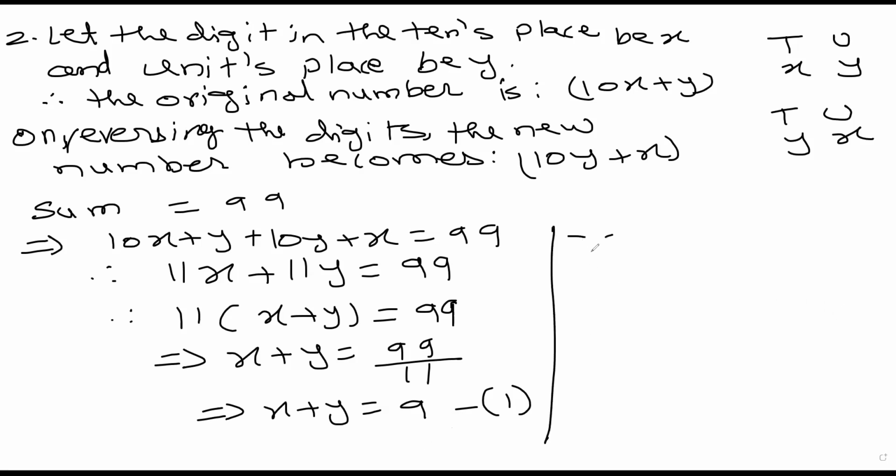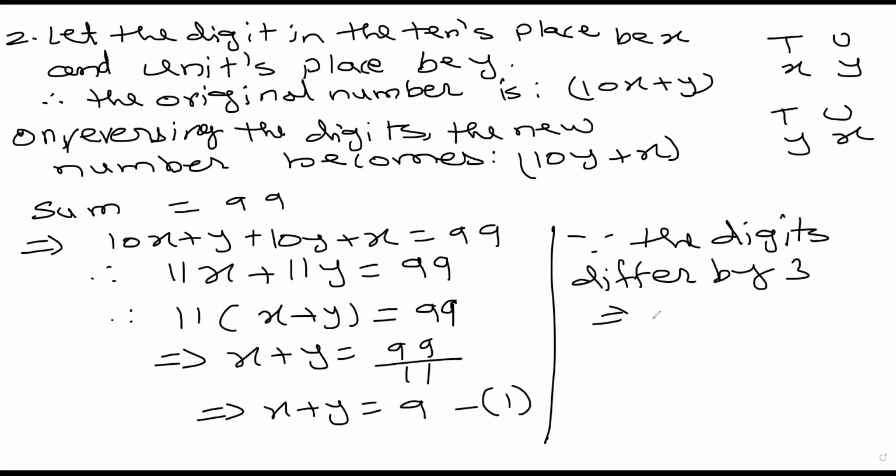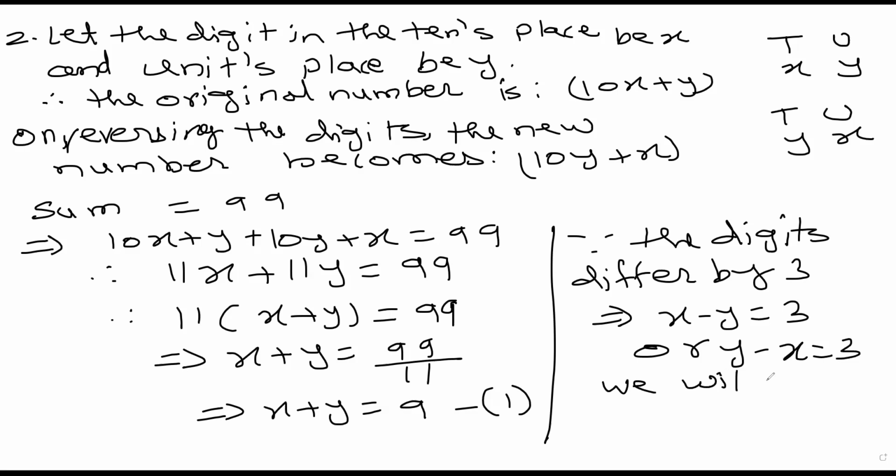Okay. Write down, since the digits differ means minus, subtraction. Since the digits differ by 3, this implies x minus y is equal to 3 or y minus x is equal to 3. Both are correct. Okay. We will use x minus y is equal to 3. Is that correct?